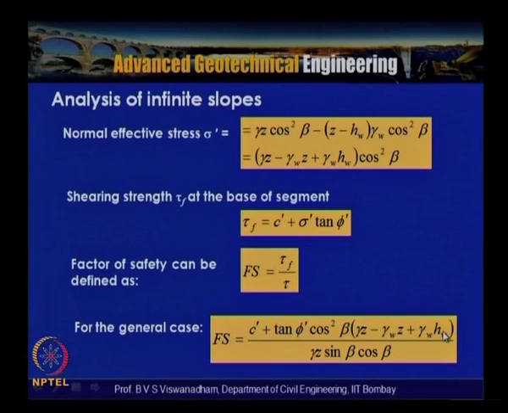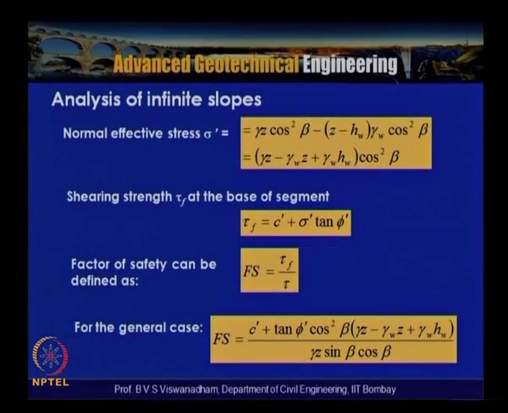Now, when you have this expression with or without groundwater, or when we have a saturated slope, different cases can be deduced. But the expression shown in this slide, the factor of safety, is the shear strength available to the shear stress, that is tau f by tau, and this is expressed as C dash plus tan phi dash into cos square beta into gamma z minus gamma W z plus gamma W HW, divided by gamma z sin beta cos beta.